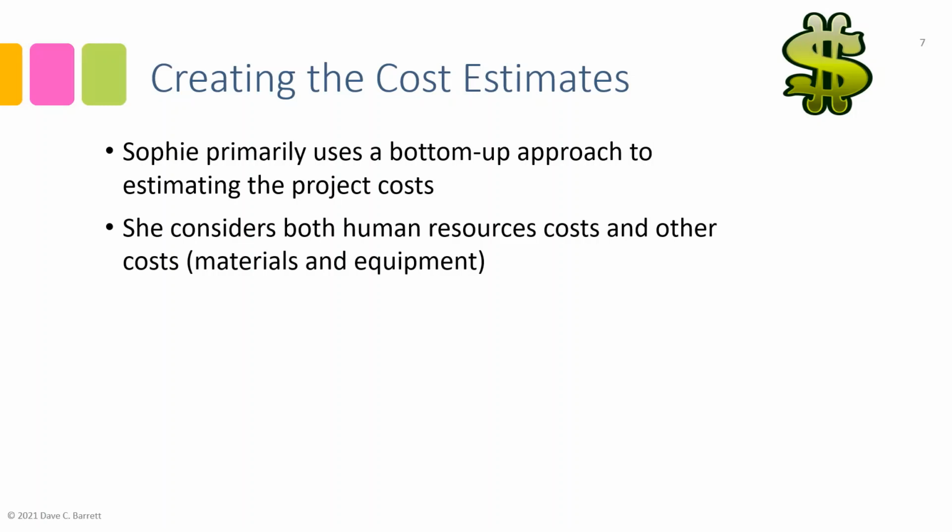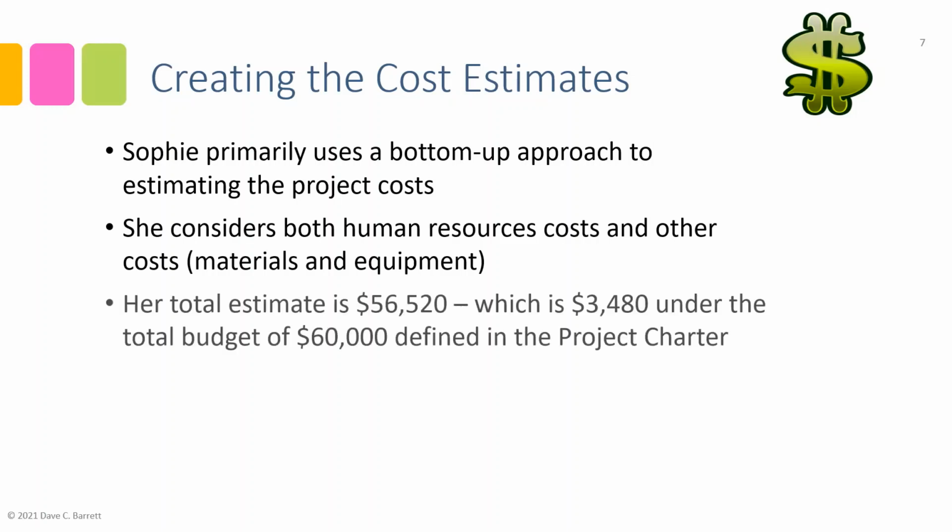Sophie considers both the human resources costs and other costs, materials, equipment, and so on. On the DecoCam project, the majority of the costs are the cost of the human resources, the people working on it. But that's not always the case. Some projects are the reverse, where the materials and equipment are the majority of the costs and so on. So every project's a little different in that regard.